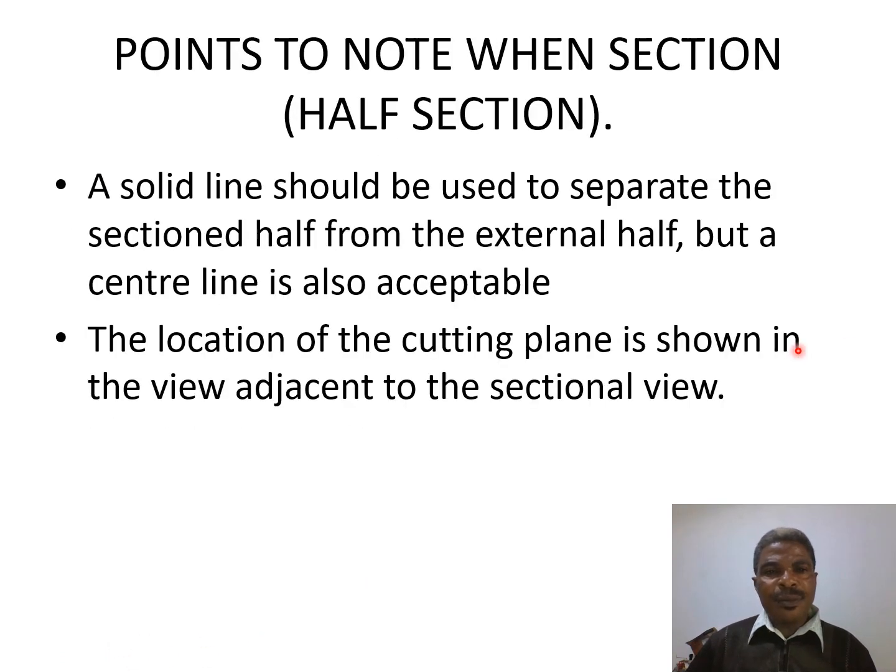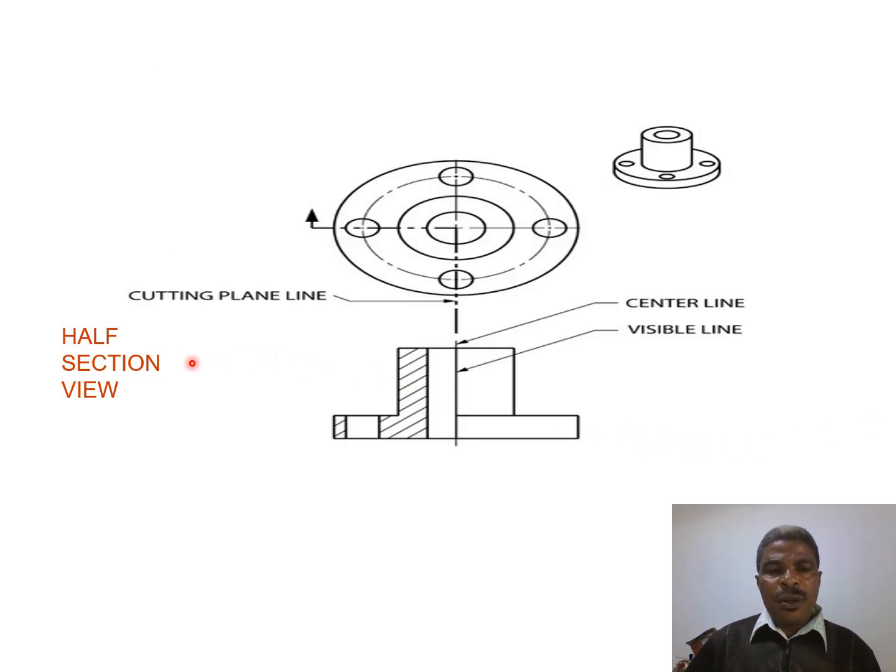Let's see the points to note when sectioning a half section. A solid line should be used to separate the sectioned half from the external half, but a center line is also acceptable if you happen to use the center line. Also, the location of the cutting plane is shown in the view adjacent to the sectional view. So you see one example of a half section view.